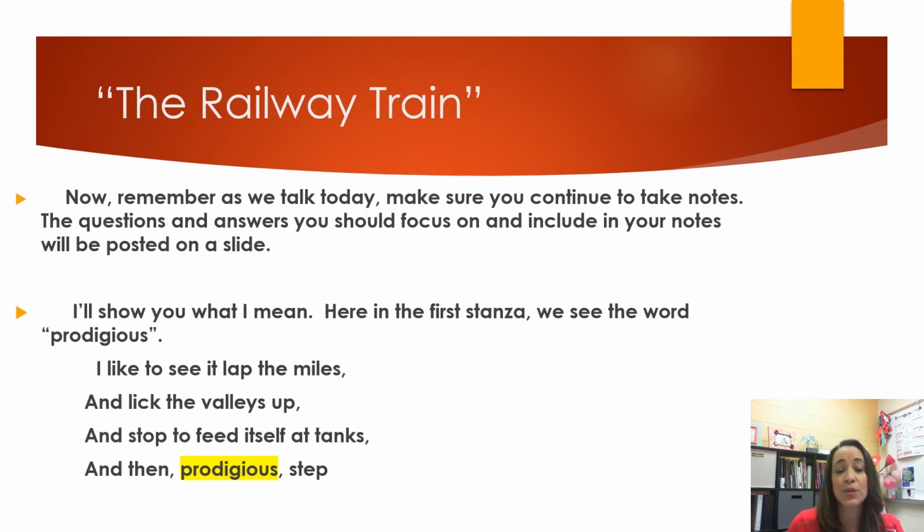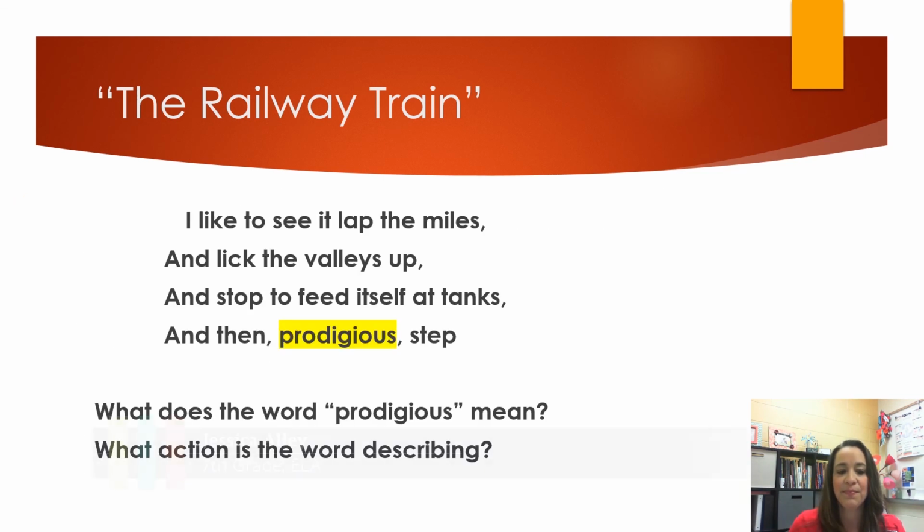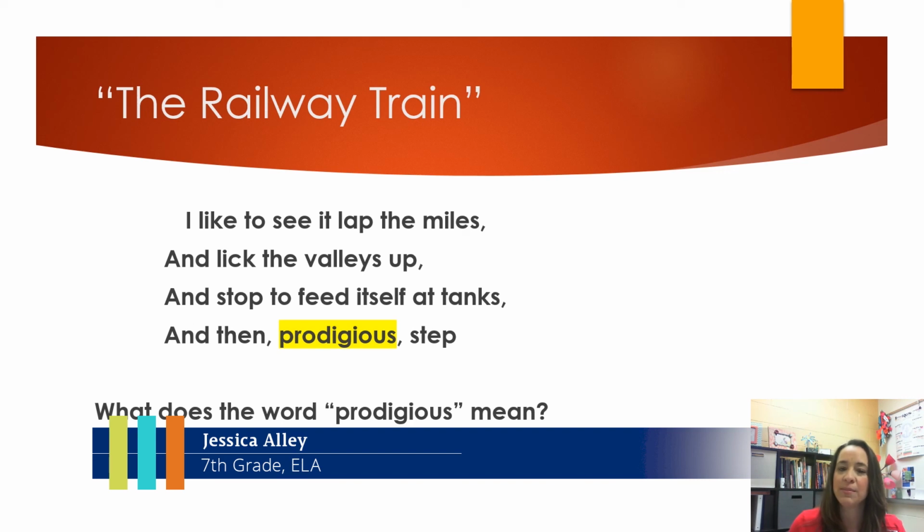Now, remember, as we talk today, make sure you continue to take notes. The questions and answers you should focus on and include in your notes will be posted on a slide. I'll show you what I mean. Here in the first stanza, we see the word prodigious. I like to see it lap the miles and lick the valleys up and stop to feed itself at tanks, and then prodigious step. What does the word prodigious mean? What action is the word describing?